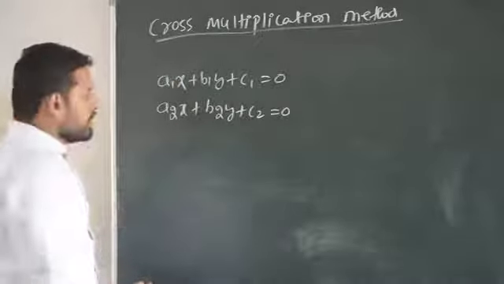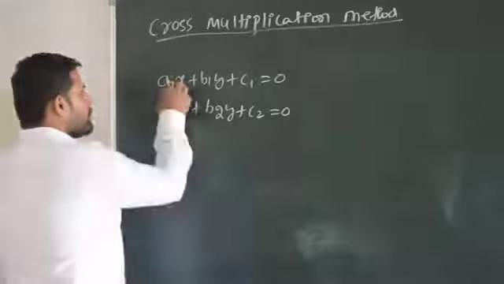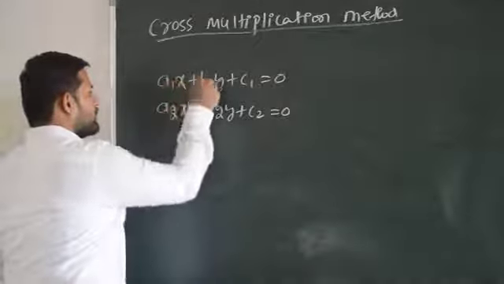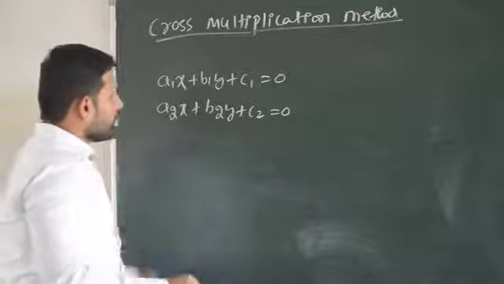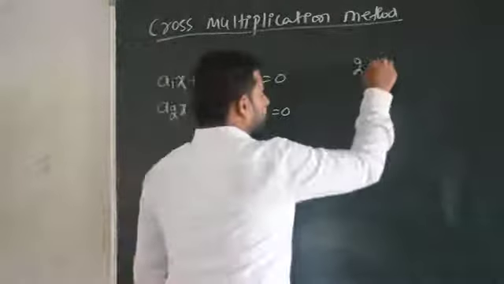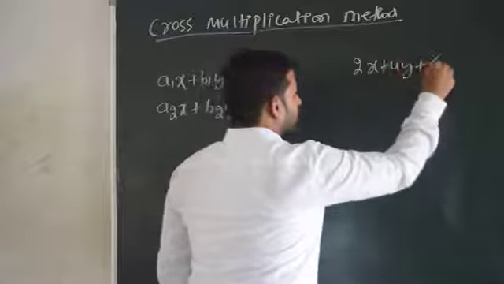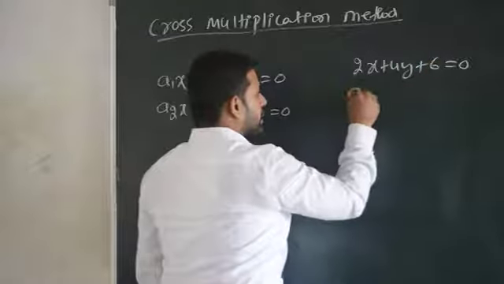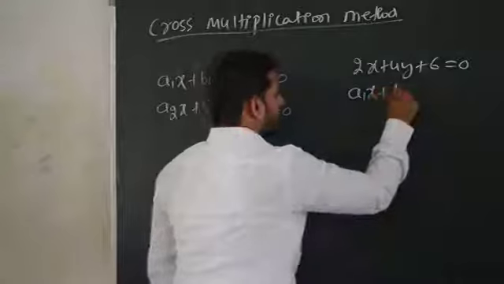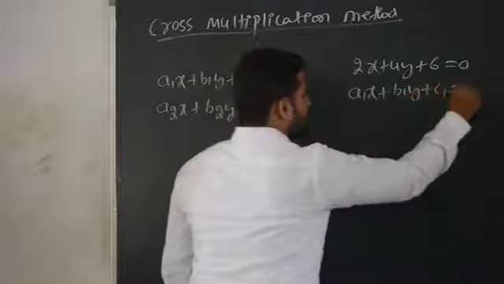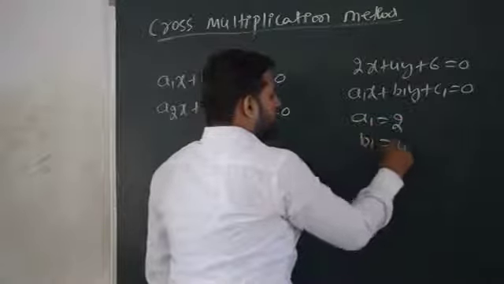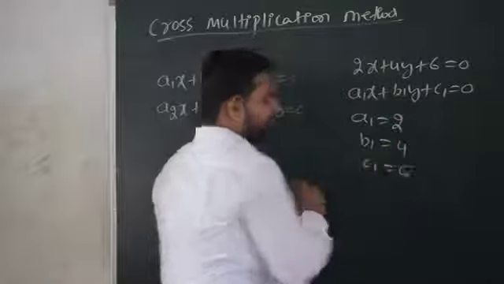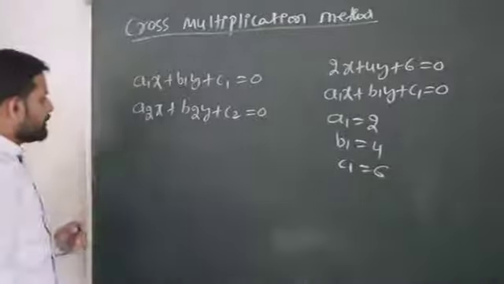We know about that. Now, the cross multiplication method means you have to know the values of a1, a2, b1, b2, c1, c2. You should get to know the values of all these. For example, if the equation is 2x + 4y + 6 = 0, comparing it with a1x + b1y + c1 = 0, the value of a1 is 2, the value of b1 is 4, and the value of c1 is 6. So like that, we get the general values.